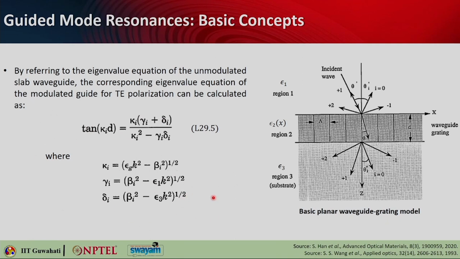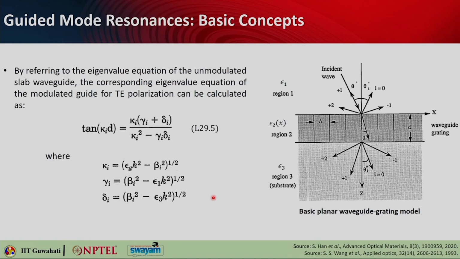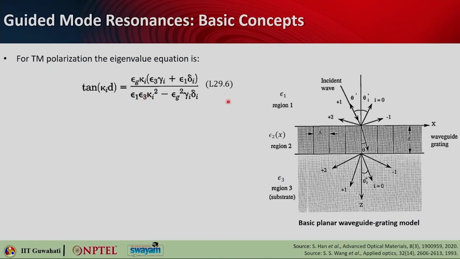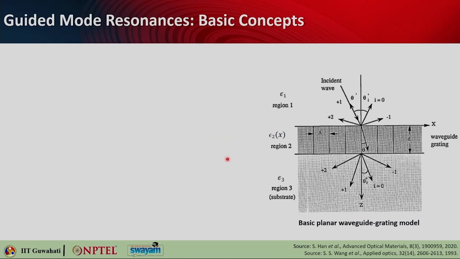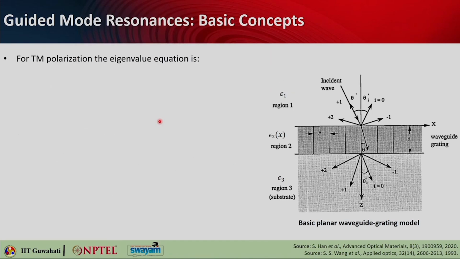So, we will just have a quick look, we will not go into very much detail of this. I am just showing you the formula here that will give you some idea of how the GMR effect has come. So, for TM polarization, the eigenvalue equation looks like this. The previous one was for TE, this one is for TM. So, in the limit of delta epsilon tending to 0, the equations that you have seen for TE or TM and the range that is equation 3, they are all holding good.